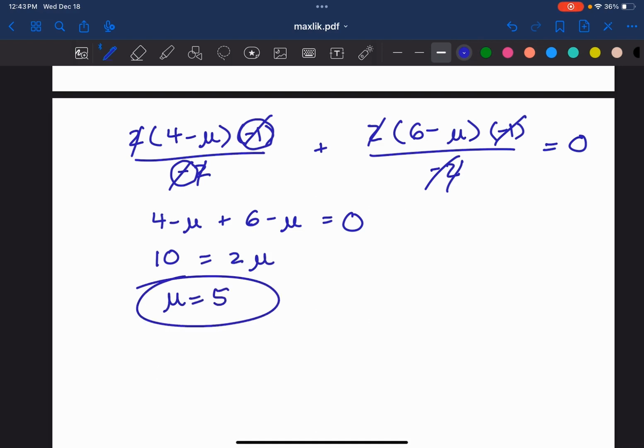Whoa, what did we do here? We said, what is the value of mu that maximizes the log likelihood of seeing the data of 4 and 6? Our guess was that x had an expectation of 5 because that's the sample mean, and then we proved it mathematically. Hopefully that was clear.